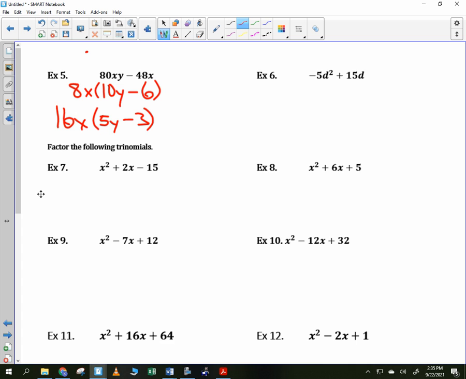What's different about number 6? We say that if there's a negative in front, you should factor out the negative as well. So if you factor out a negative 5d, times what is negative 5d squared? Just d. If you factor a negative out of 15d, negative 3.